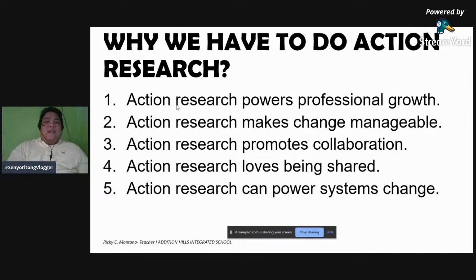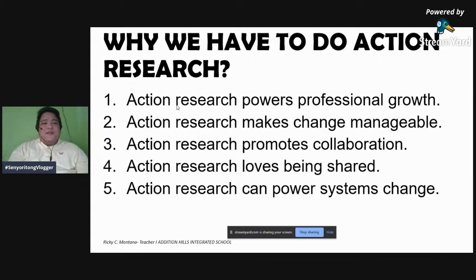Doing action research is like investigating, and it also makes us grow professionally. Also, our educational system nowadays needs a very timely action research amidst the pandemic situation that we are facing right now. That is why action research is very important nowadays. Right, so let's start. Why do we have to do action research?